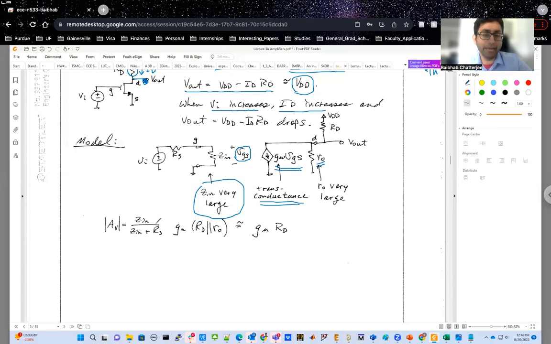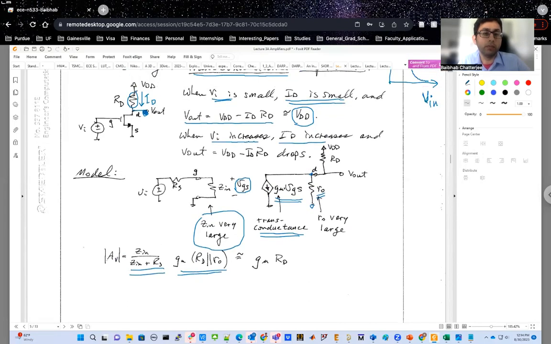What would be the overall gain in this case? Of course, you'll have this voltage division at the input side. Then you'll basically multiply that with GM times RD in parallel with R0. So you see that R0 is over here, which is from this point to the ground. On the other hand, RD is something that is connected between the output node and the VDD.